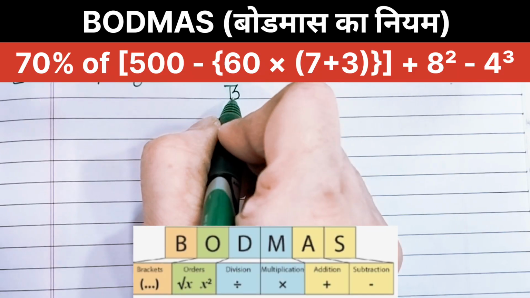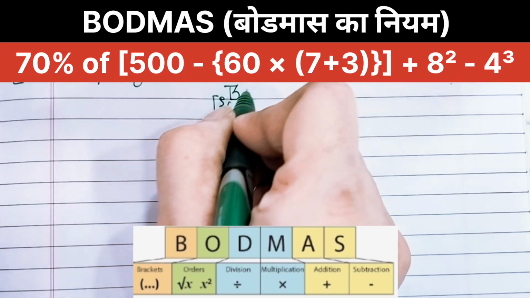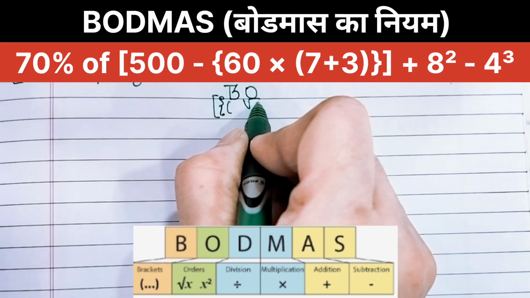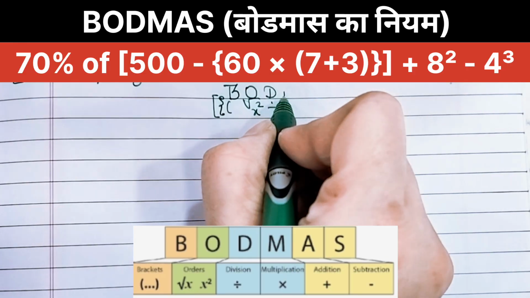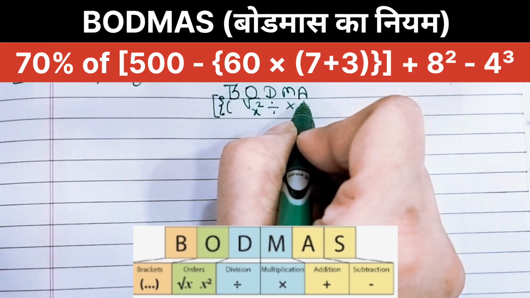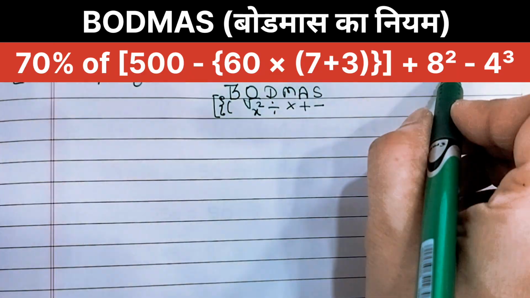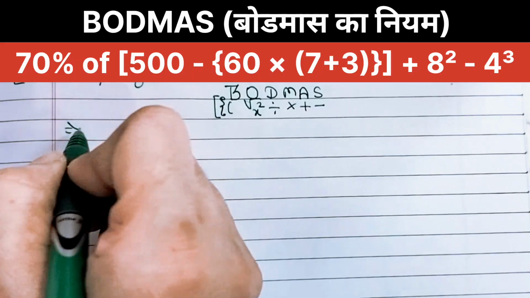BODMAS rule says first we solve the brackets: small bracket, curly bracket, then square bracket. O stands for "of", which we convert into multiplication, and we solve roots and exponents. D stands for division, M stands for multiplication, A stands for addition, S stands for subtraction. According to this BODMAS sequence, we'll break down this expression with a step-by-step solution.